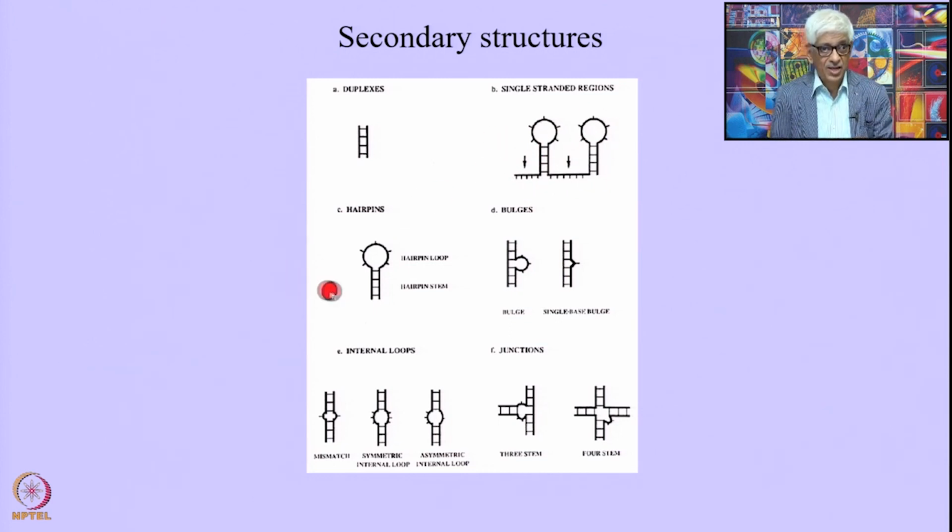Then you can have the hairpins. The strand goes like this and looks like a hairpin, right. And then you have these bulges here. In a duplex, in between, the base sequence is such that there is no pairing possibility here.